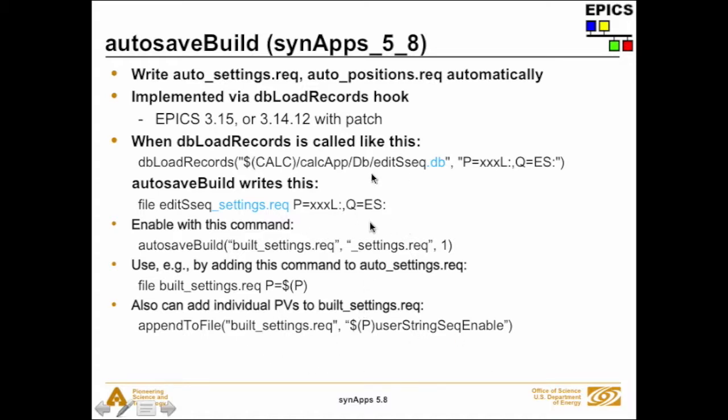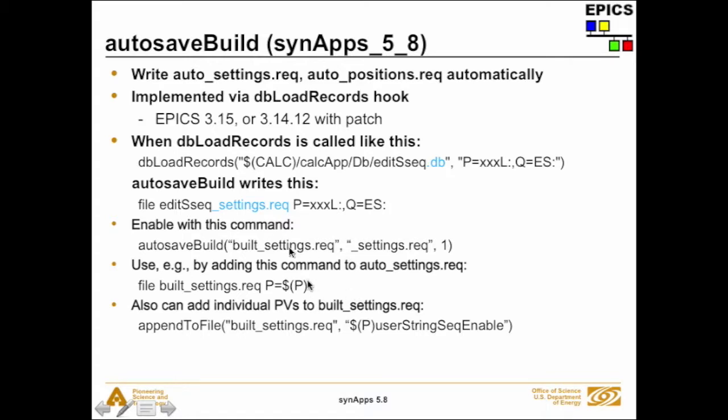So when dbLoadRecords is called like this, with something that ends in .db, it strips off the .db and adds an underscore settings.req, and then it adds this file to the auto settings file. Or in this case, we're actually going to add it to the built settings file. So it's enabled with this, Autosave Build, and then you tell it the file you want it to make.